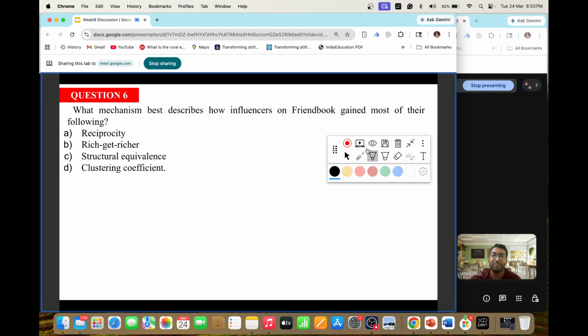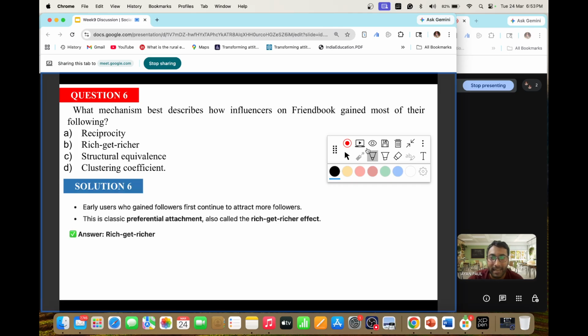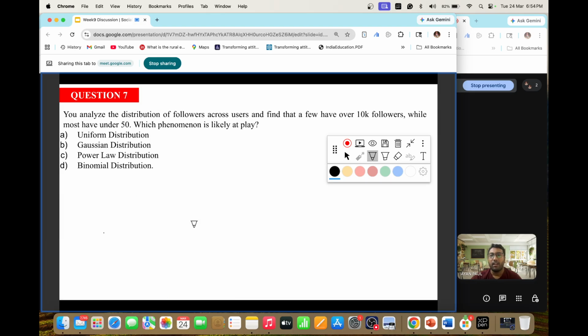So option B is the correct answer, that is rich-get-richer. Early users who gain followers first continue to attract more followers. This is classical preferential attachment, also called the rich-get-richer phenomenon. So option B is the correct answer over here. Okay, very simple question. Now let's move on to the next question.